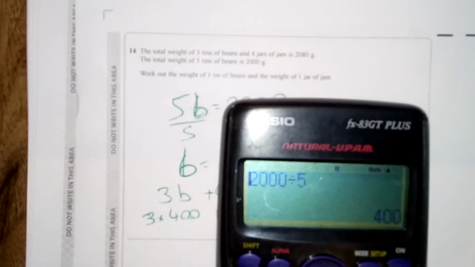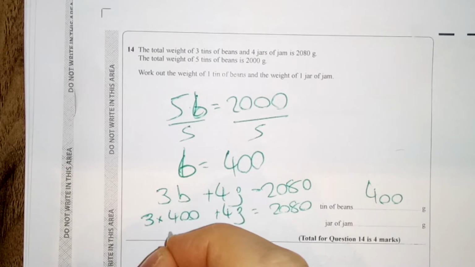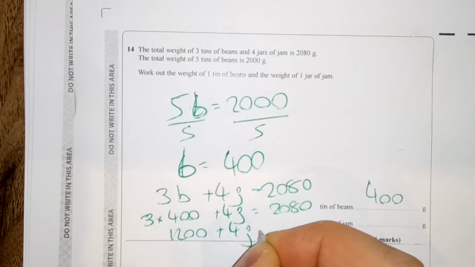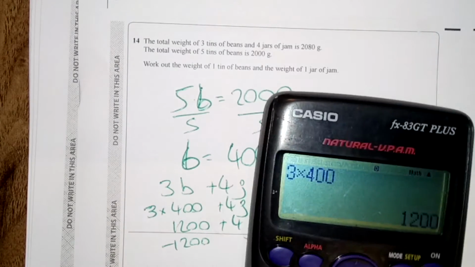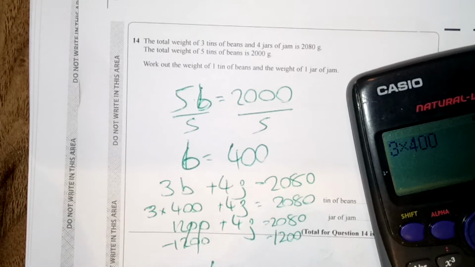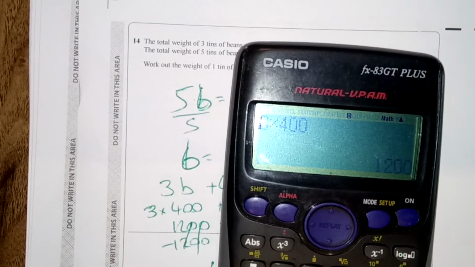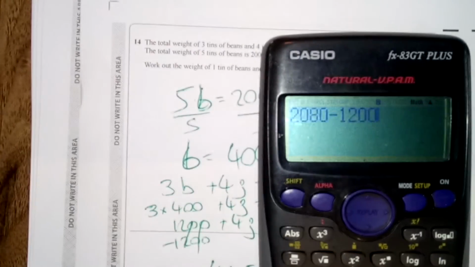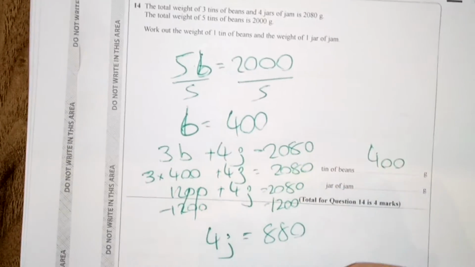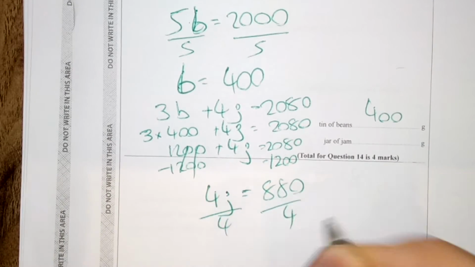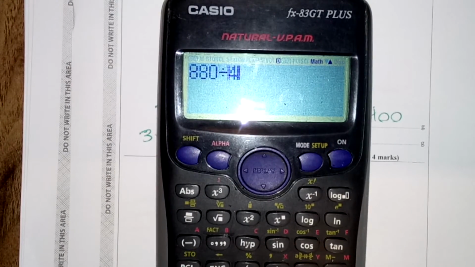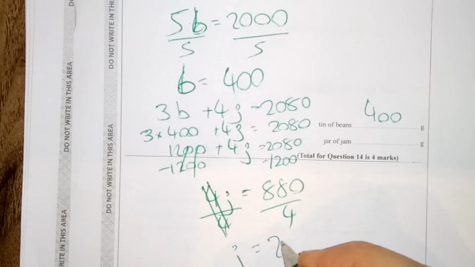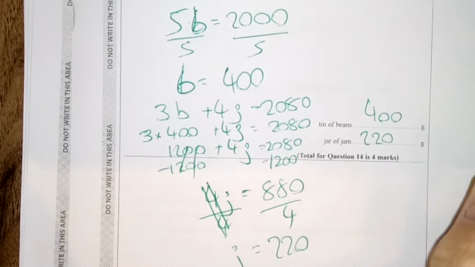3 times 400 is 1,200, plus 4 jars equals 2,080. I'm going over the line, but obviously don't do that in the exam. Minus 1,200 from both sides. These cancel out to leave me with 4 jars equal 880. Now we want to get one of them, so we've got to divide both sides by 4. These cancel out, which gives me J equals 220. So 220 grams.